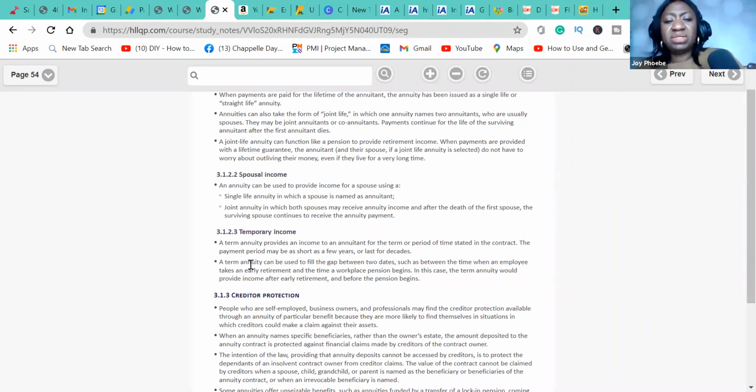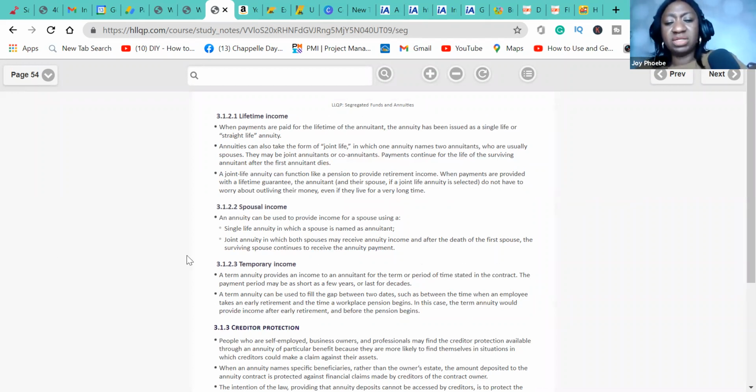Annuity can also provide spousal income opportunity. For example, an annuity can be used to provide income for a spouse using a single life annuity in which a spouse is named as an annuitant. With a joint annuity, both spouses may receive annuity income, and after the death of the first spouse, the surviving spouse continues to receive the annuity payment.